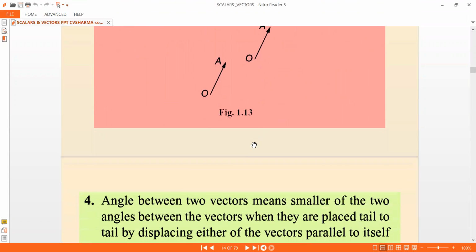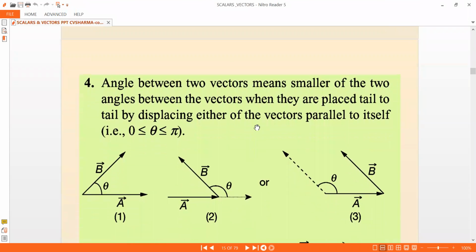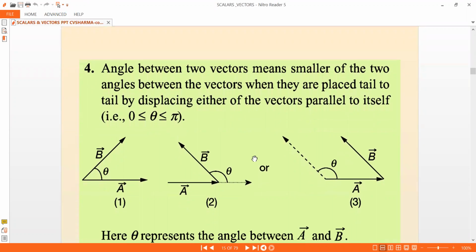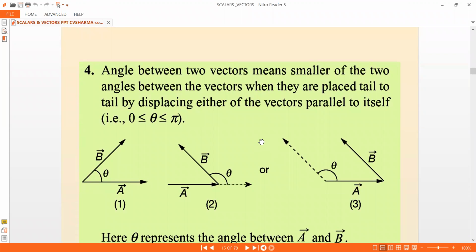So at this point I stop, and the angle between the vectors is the point which I cover, and then we move on to the next lecture. So what is the angle between two vectors? The angle between two vectors means the smaller of the two angles between the vectors when they are placed tail to tail by displacing either of the vectors parallel to itself. And that theta should be between 0 and pi, less than 180.